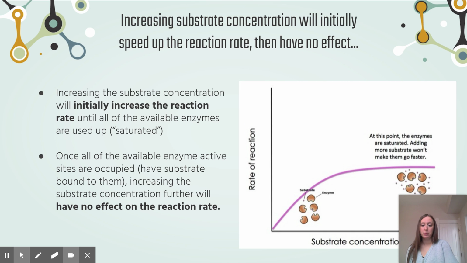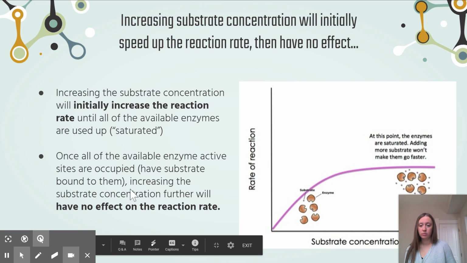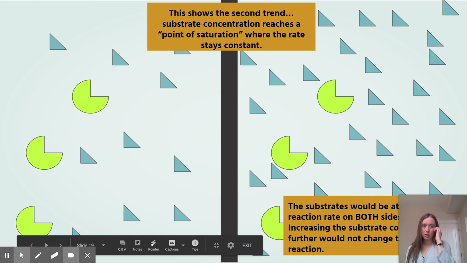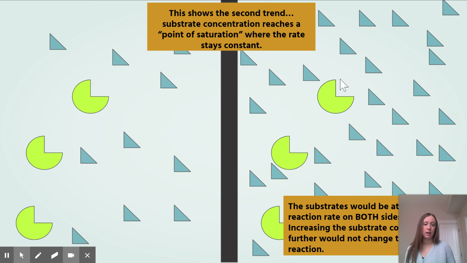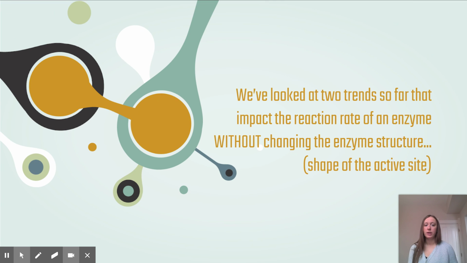So if I go back to my previous picture, on the previous slide, no matter how many triangles I put inside the right side of the cell, no matter how many substrates I added, the rate would stay the same. I could add 2 million, the rate would not change because there are only 3 enzymes. So with that, we've now covered 2 trends that impact the reaction rate of an enzyme without changing the enzyme structure. Those first 2 trends are looking at what happens if I change how many substrates.